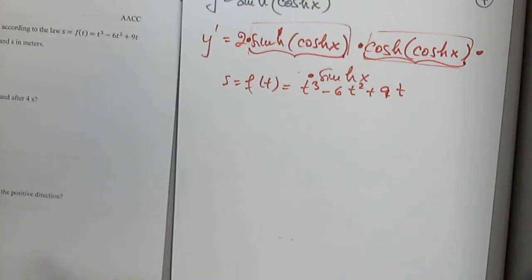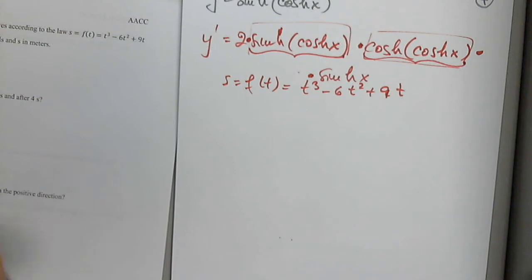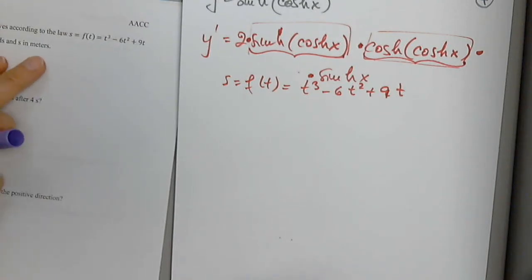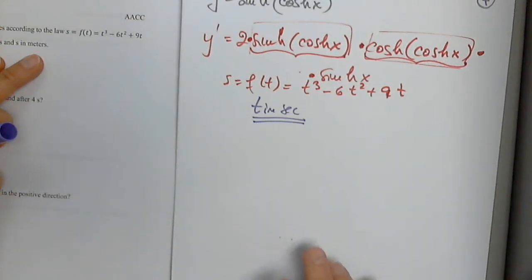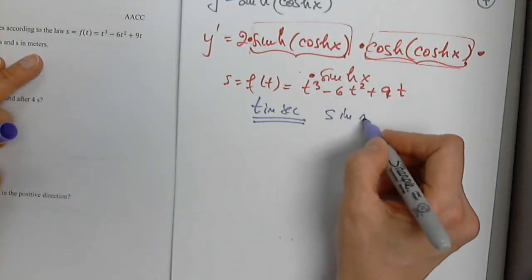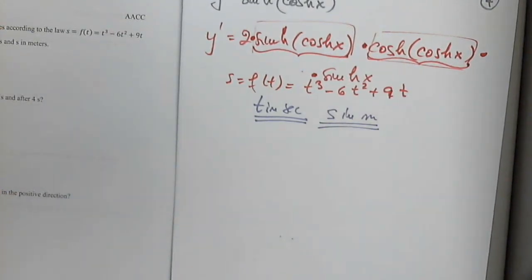Okay, so here's the first question. A particle moves according to this law, where t is measured in seconds. This is very important to take notes or remind myself that the measurement unit for time is seconds and for s is meters. Because if I forget to state the measurement unit, then I will not get full credit. Okay. Find the velocity at time t.